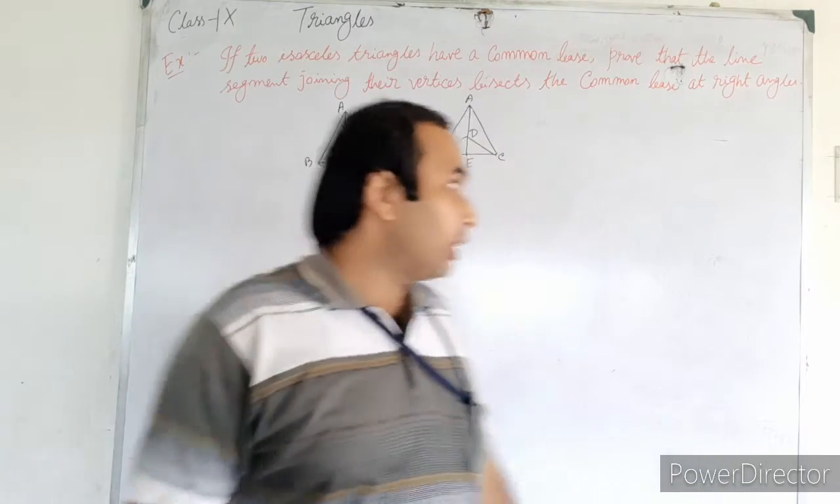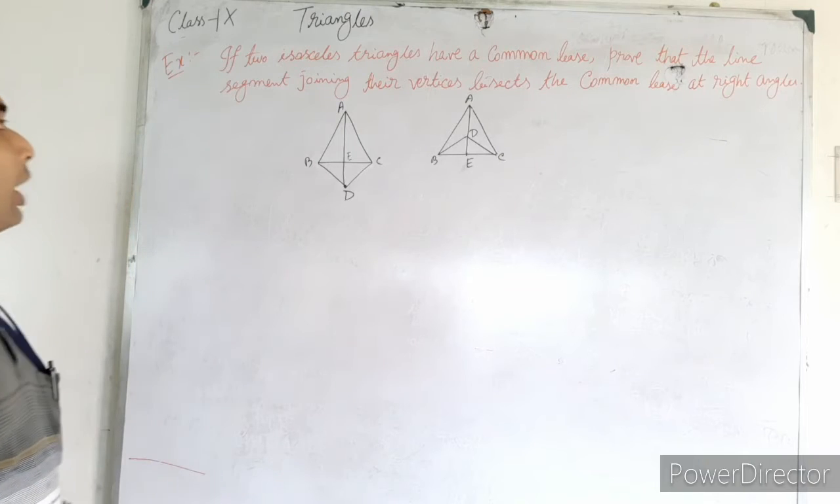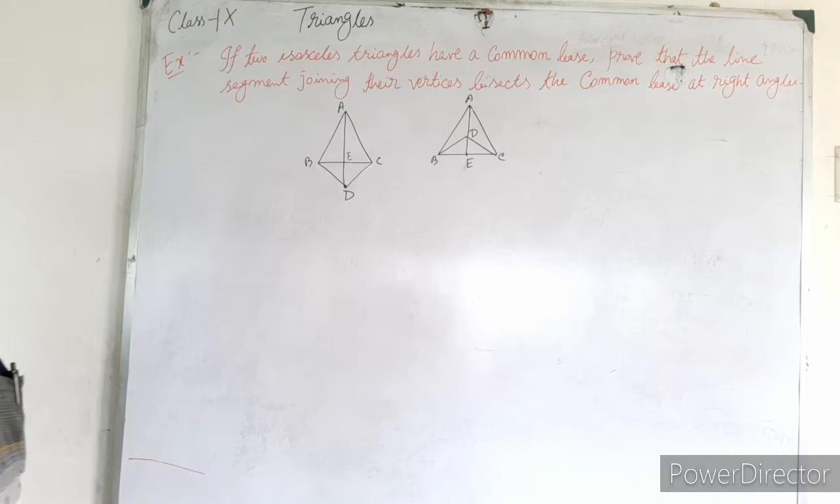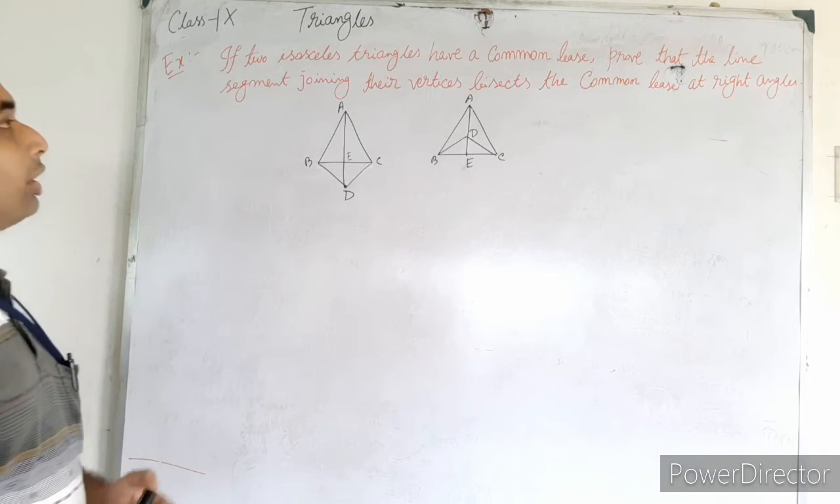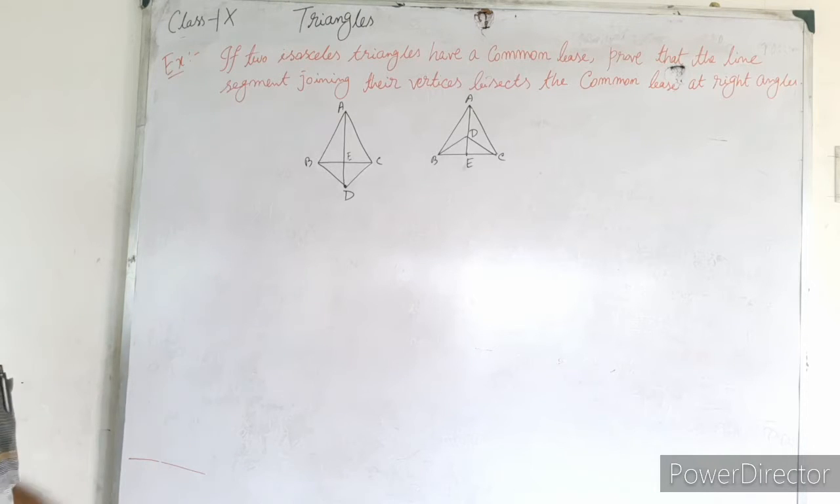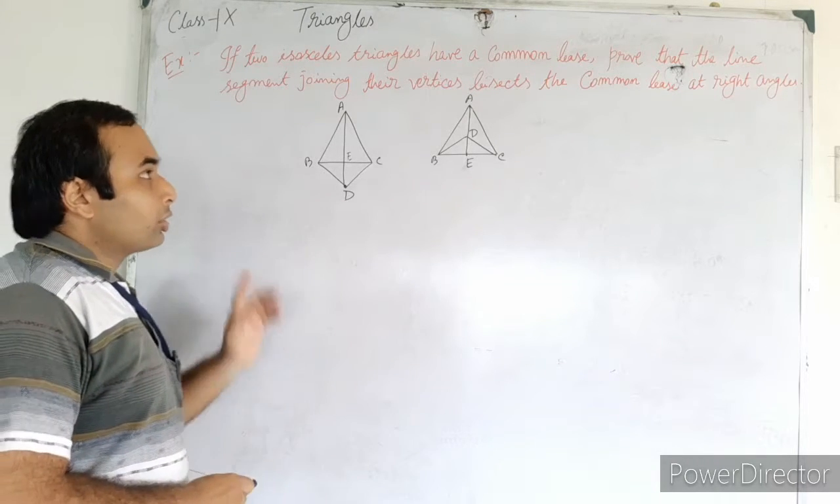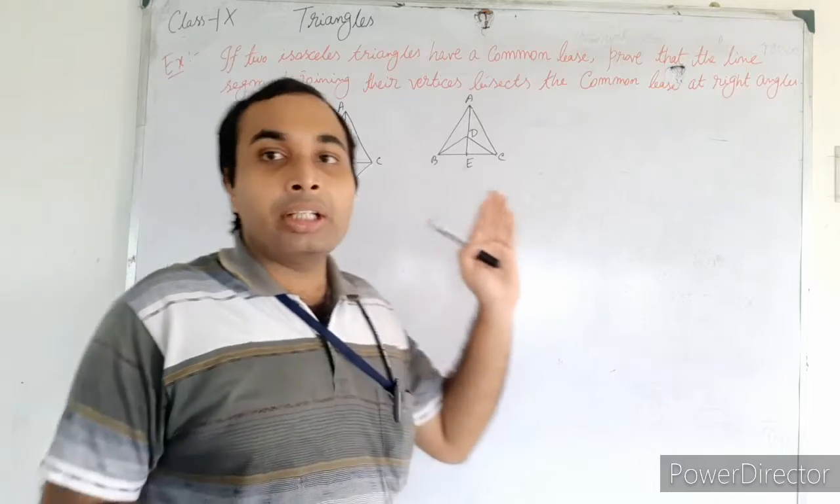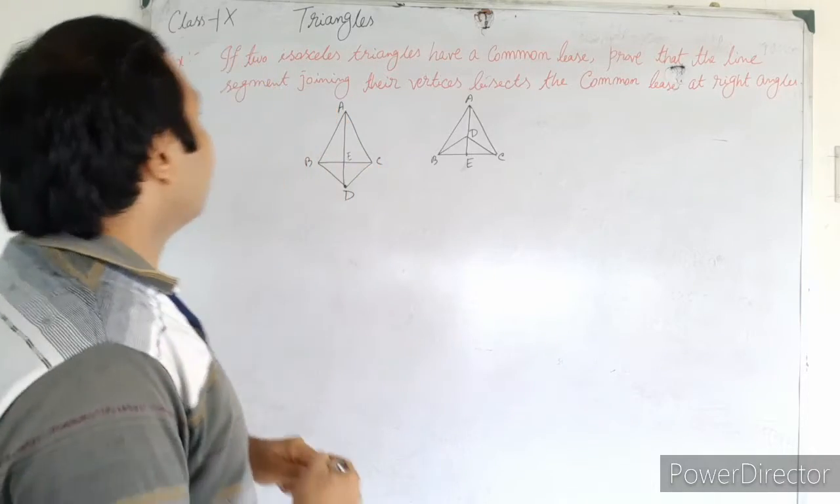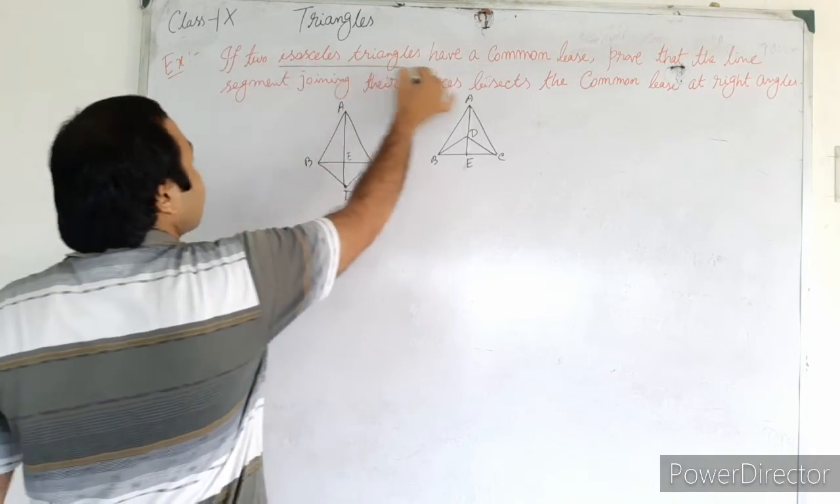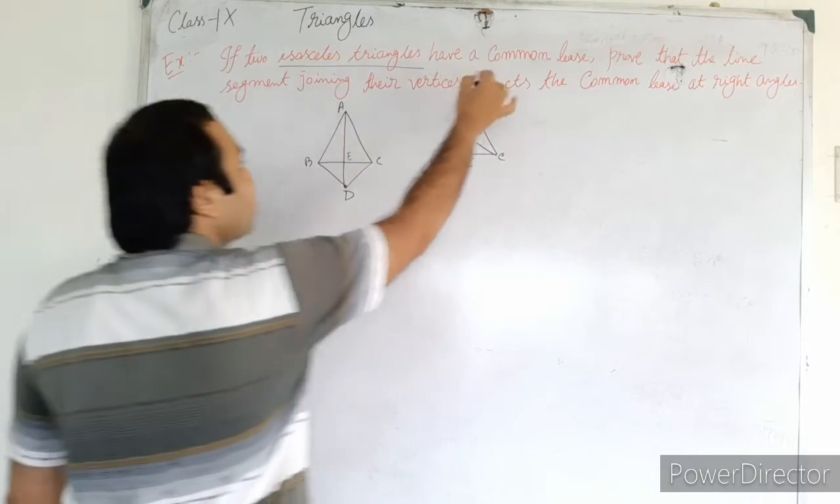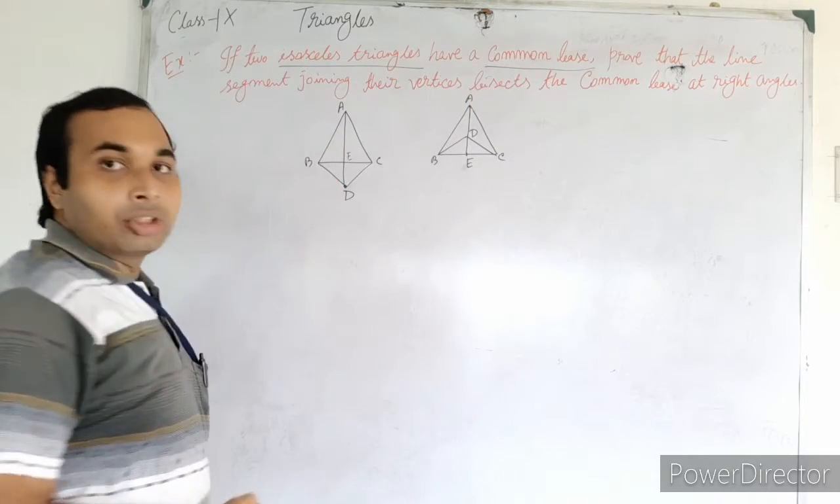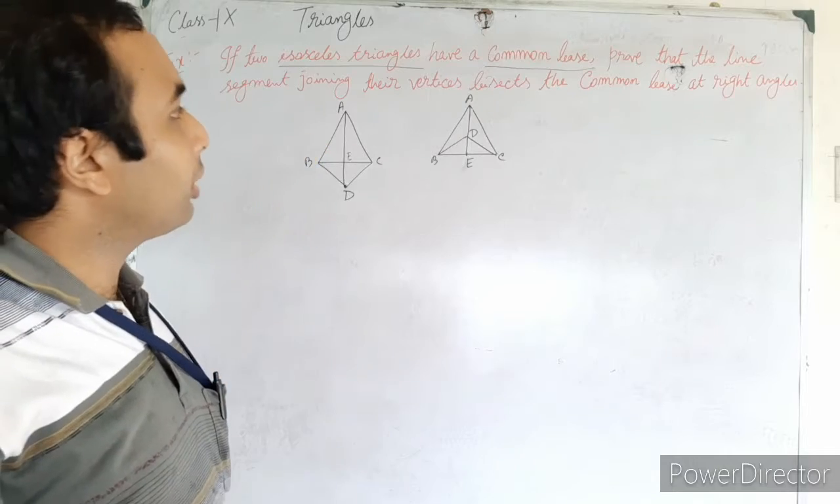So here I have written the statement: if two isosceles triangles have a common base, prove that the line segment joining their vertices bisects the common base at right angles. Here I have told you to find the information that is given. The given information is that they are isosceles triangles and they have a common base. Those are the two pieces of information given.